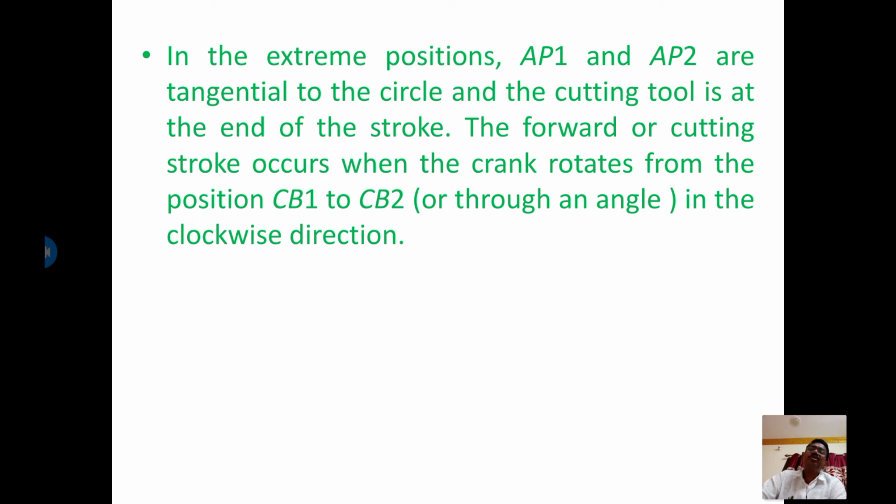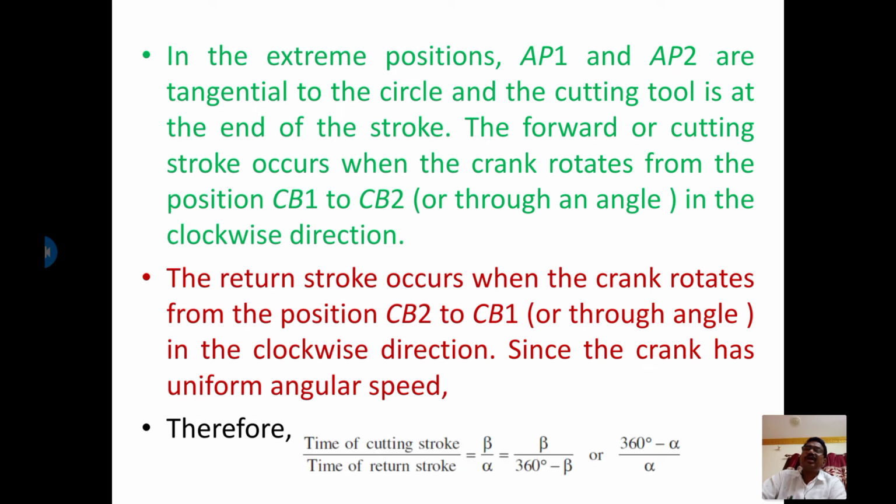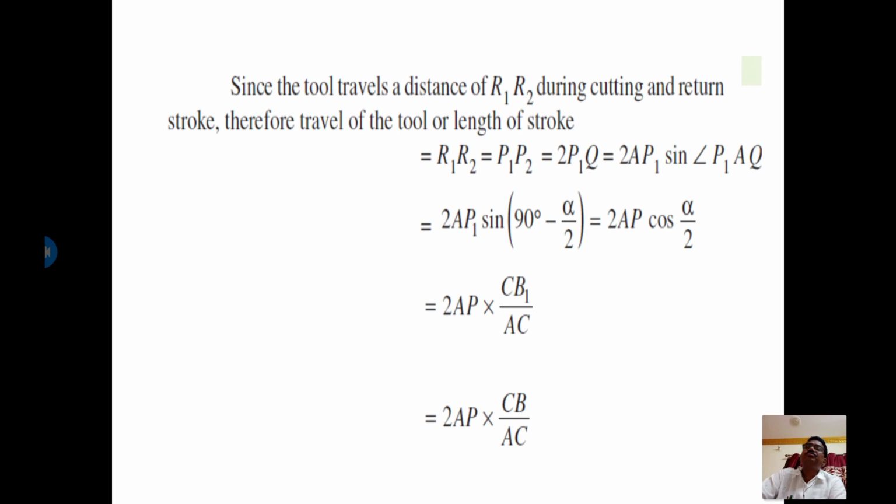The forward or cutting stroke occurs when the crank rotates from the position CB1 to CB2 in the clockwise direction. The return stroke occurs when the crank rotates from CB2 to CB1 in the clockwise direction. Since the crank has uniform angular speed, the time of cutting stroke by time of return stroke is beta by alpha, or beta by 360 minus beta, or 360 minus alpha by alpha. This is the figure you can observe.